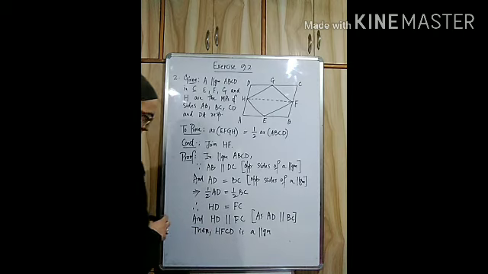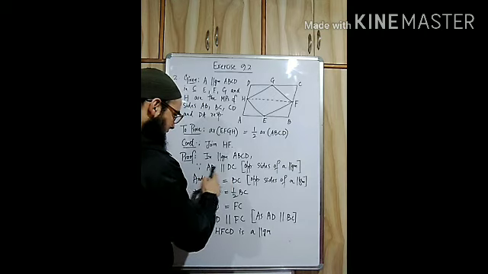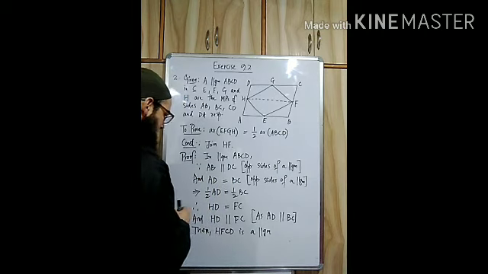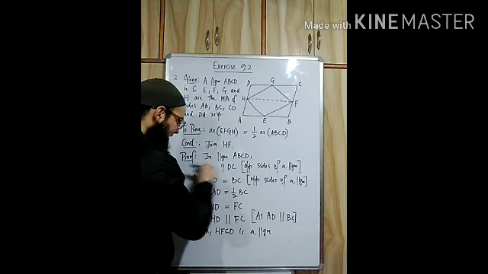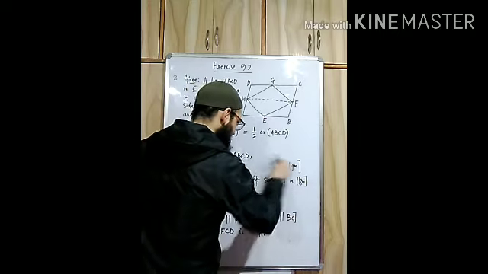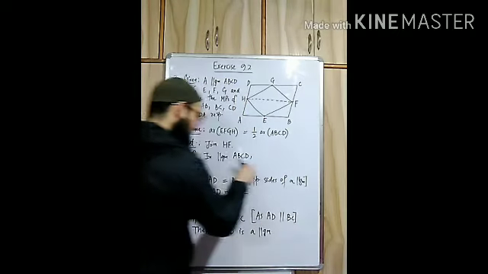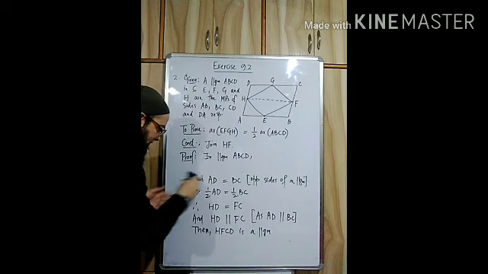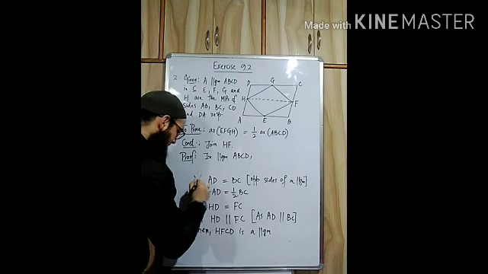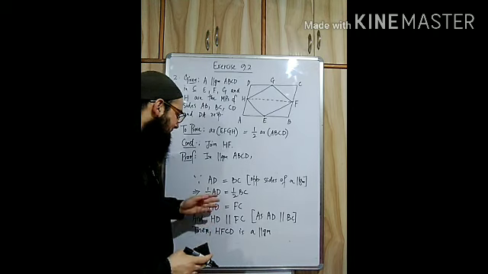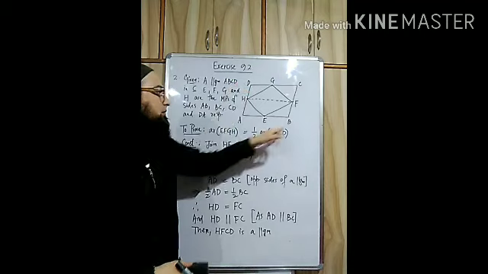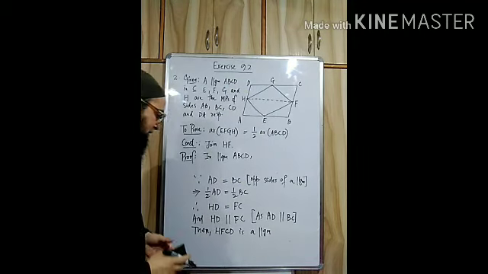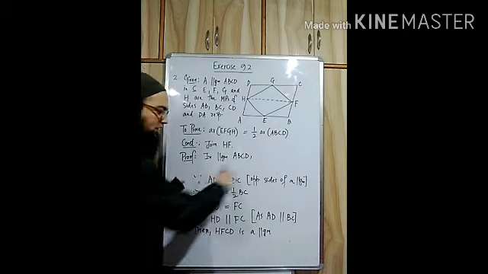There is no need to write this. Don't write this. Just start directly from this point. Since AD is equal to BC, opposite sides of a parallelogram ABCD. Got it? There is no need to write that one.